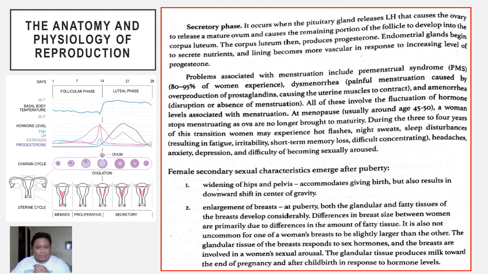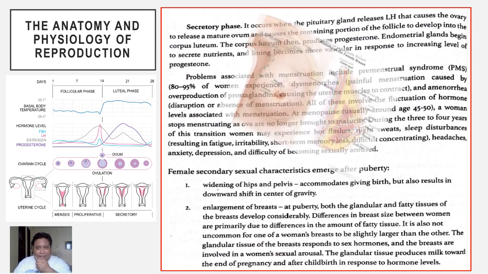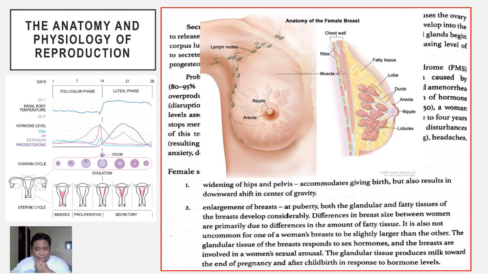Female secondary sexual characteristics after puberty: a widening of the hips and pelvis. Why is there a widening of the hips and pelvis? It's because the pelvic bone is trying to widen so as to accommodate the baby to give birth. But it also results in a downward shift in the center of gravity. And most of all is the enlargement of breasts.